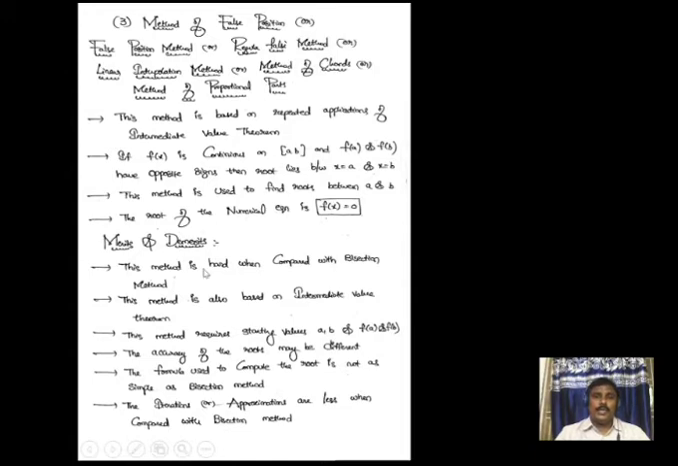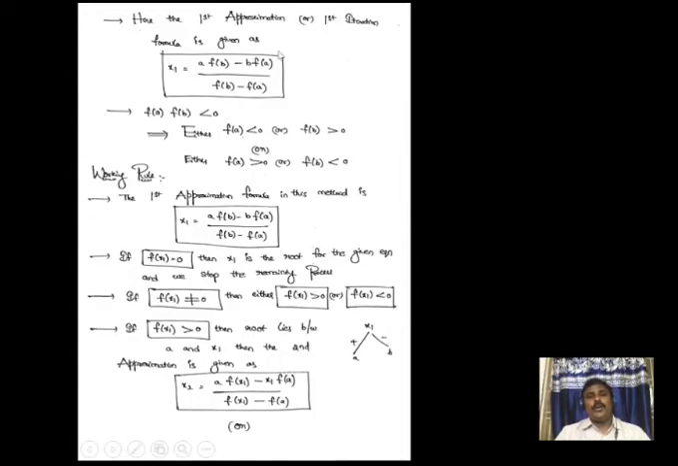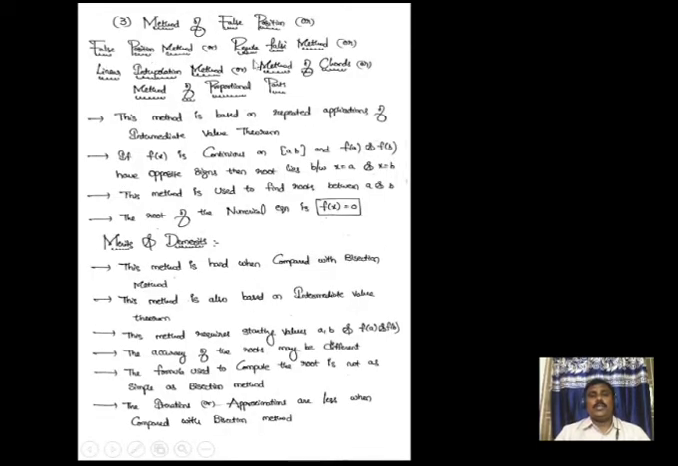Now we are going to see the formula. The formula for the first approximation or first iteration is x1 equal to a into f of b minus b into f of a, divided by f of b minus f of a. This is the formula for the method of false position. Very important. In the exam they may ask what is the formula for the method of false position, or regula falsi method, or method of chords, or method of proportional parts. Then we simply write x1 equal to a into f of b minus b into f of a by f of b minus f of a. This is the formula for the method of false position.